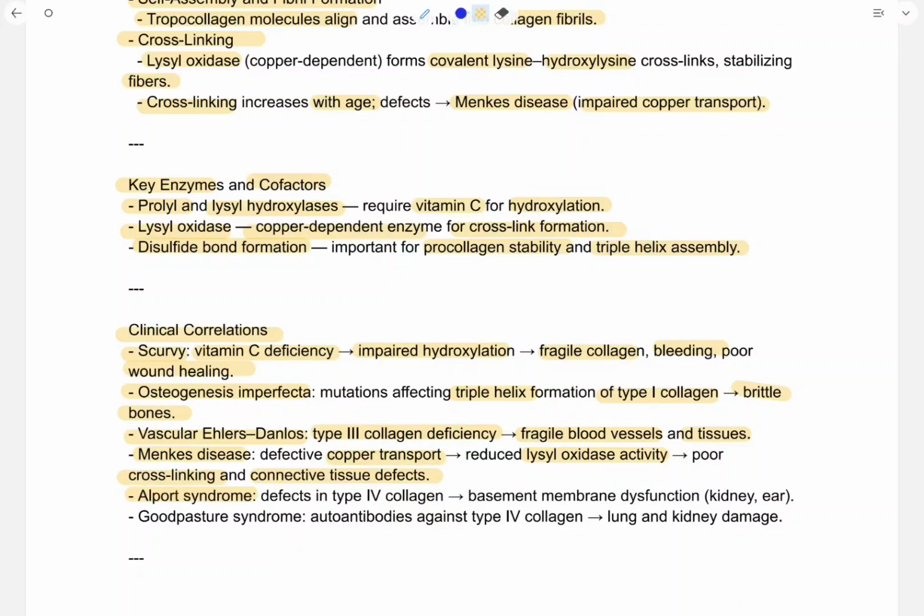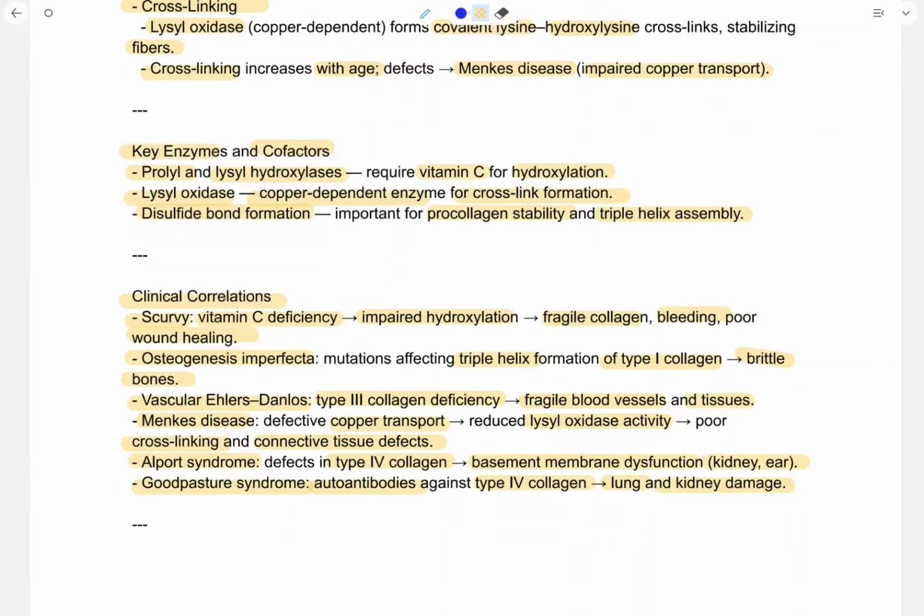Alport syndrome is a type 4 collagen defect causing basement membrane dysfunction. Alport syndrome basically affects the kidney and ear. Goodpasture syndrome: autoantibodies are directed against type 4 collagen, which leads to lung and kidney damage.